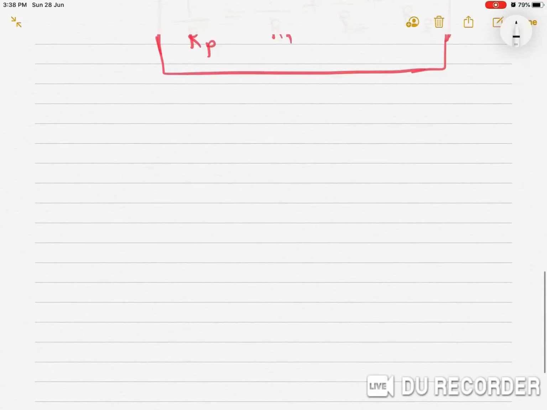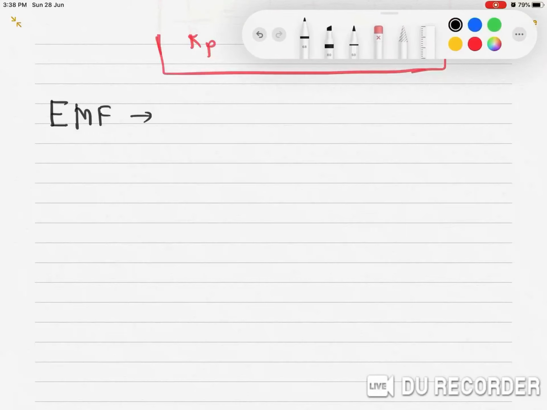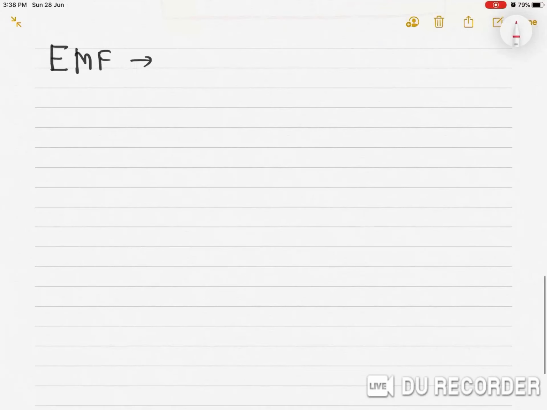Now, electromotive force, or in short it is known as EMF. It is the maximum potential difference between two electrodes when no current is drawn from the cell.